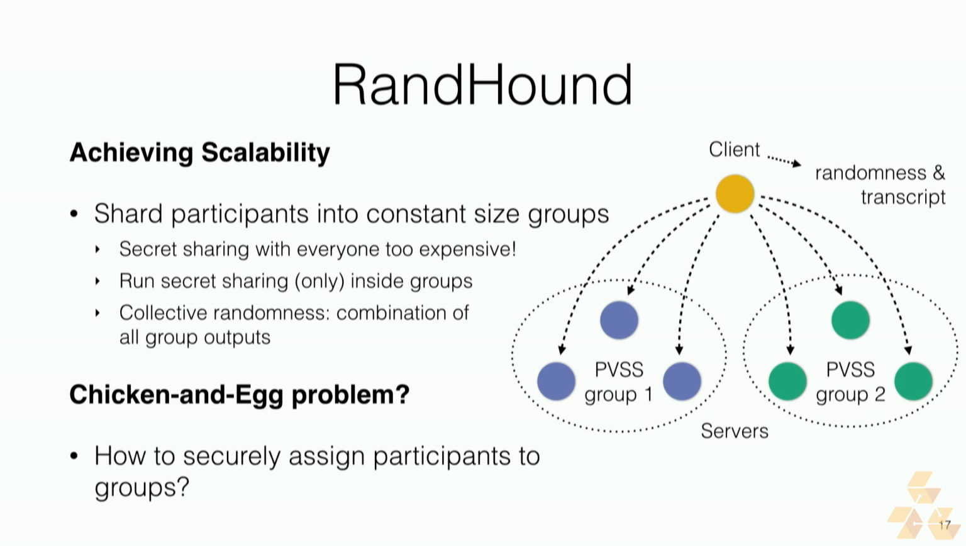However, this leads to a chicken and egg problem. Namely, how do we securely assign the participants to groups? Because ideally, we do not want the adversary to be able to control one of these groups fully, right? Because then bad things might happen. So for that, ideally, we want to distribute the servers randomly to those groups in an unbiasable way. But this leads to this chicken and egg problem because we wanted to run the RandHerd protocol to generate this random string in the first place.